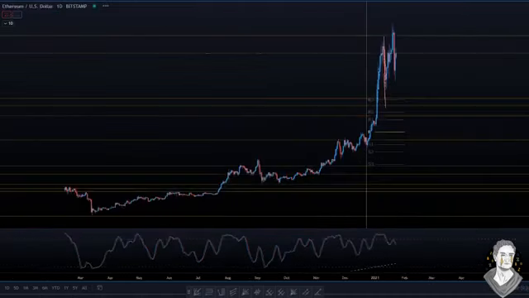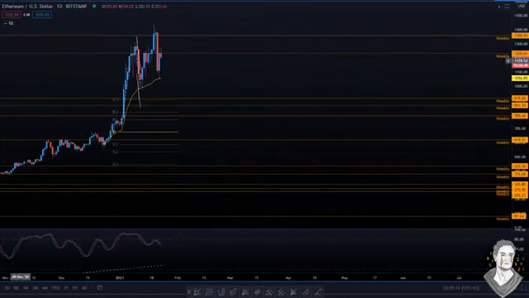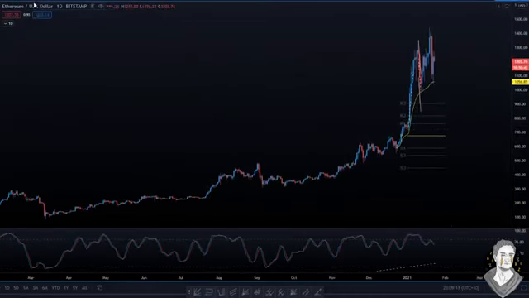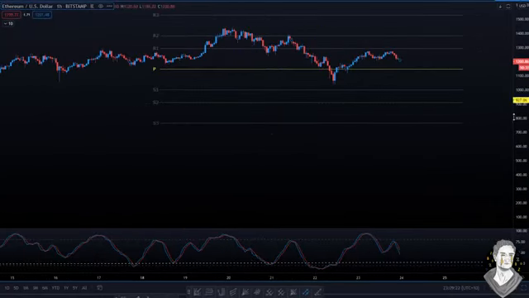Going on to Ethereum USD. We can see more ranging action from this one as well, to be honest with you. So let me get rid of everything here. And I honestly haven't even looked at these at the moment. So let's go on to the charts here.